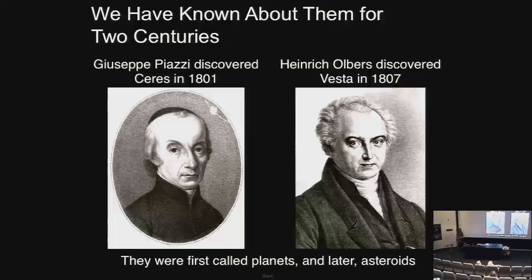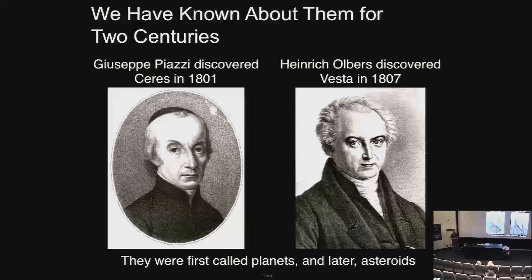Later on, other objects like Vesta started to be discovered, and people were going, okay, so there's more than one planet. By the time the 19th century ended, there were close to 500 of these objects, and people were like, okay, I guess they're not planets after all. So they all got demoted to be called asteroids, and now make up the asteroid belt that we know.